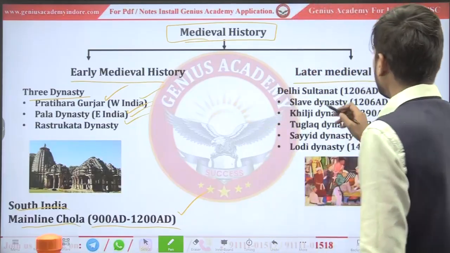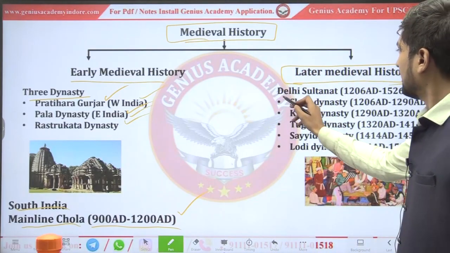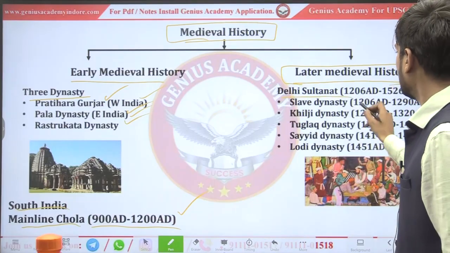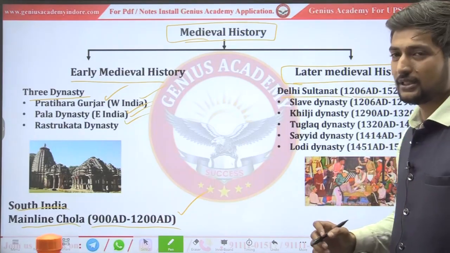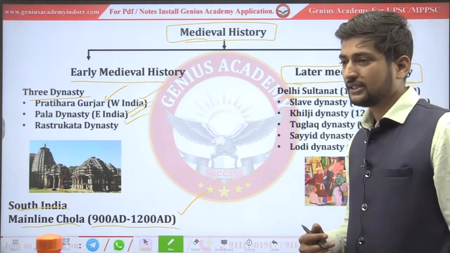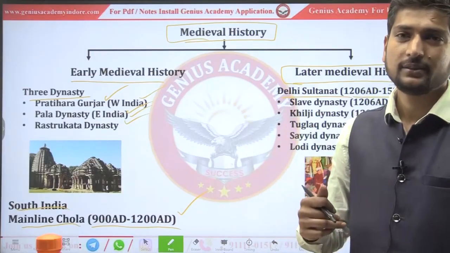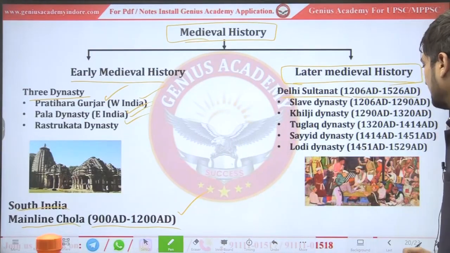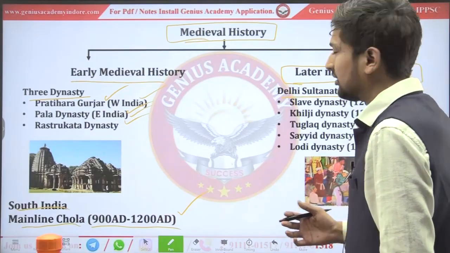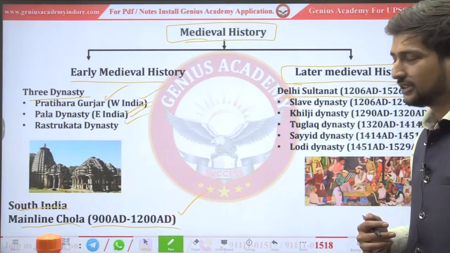Let's look at later medieval history. It's the Delhi Sultanate, which was from 1200 to 1526. What happened in 1526? Babur attacked Lodi and became the king. After that, there is the introduction of the Mughal dynasty in Delhi.